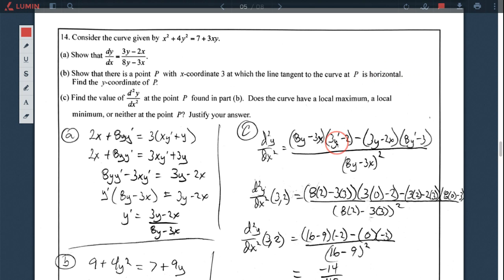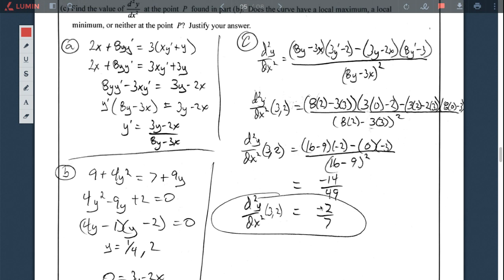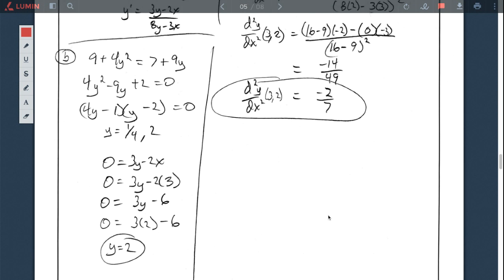So that means anywhere I see y prime, I know I can go ahead and put 0 in there because y prime at the point (3, 2) is 0. So I just plug 0 in everywhere I see a y prime. I plug the 2 in for the y, and I plug the 3 in for the x. And when I do that, I end up with negative 2/7.